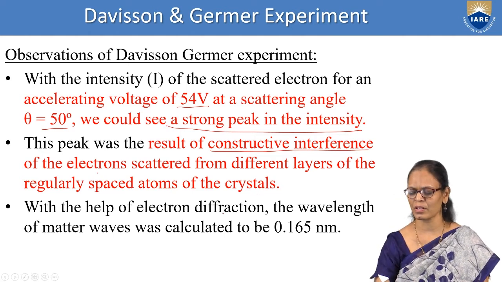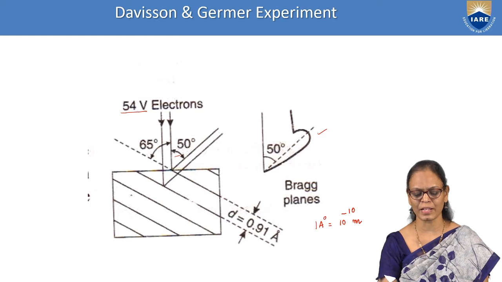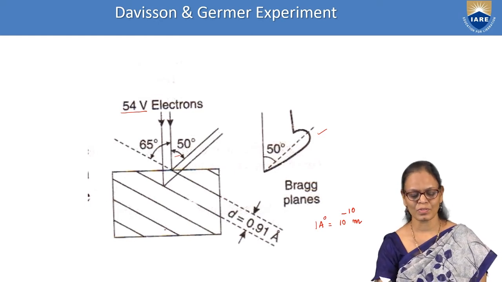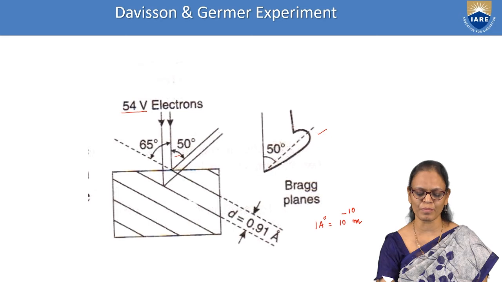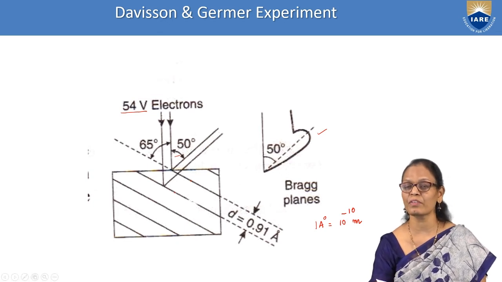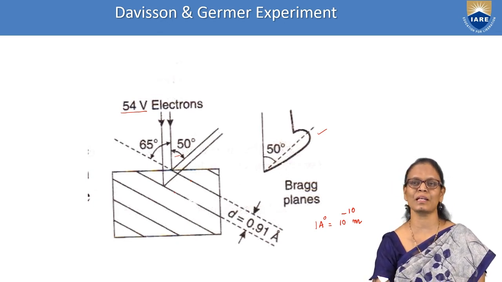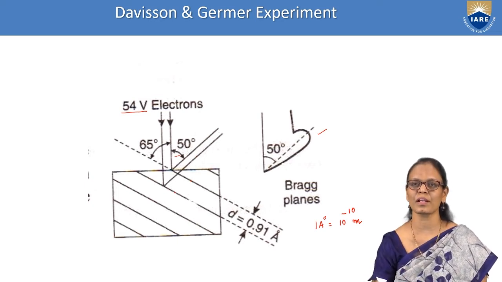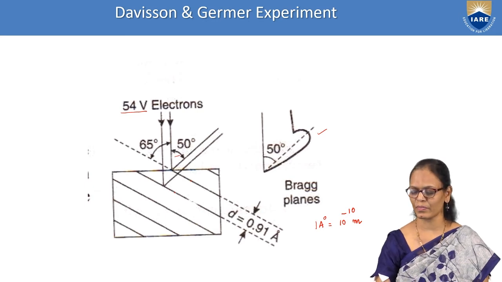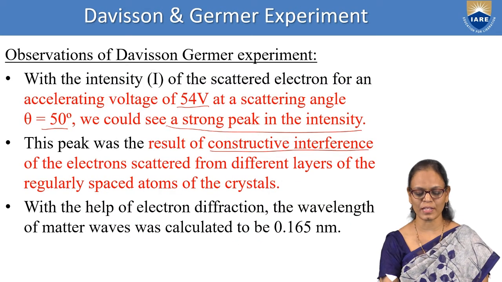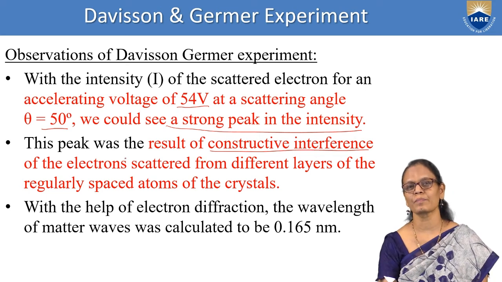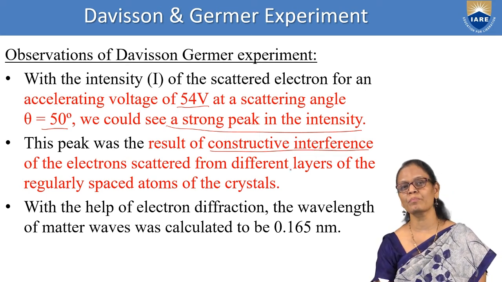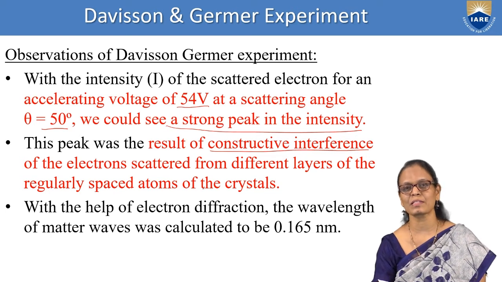So, I have shown you, these planes are very regularly spaced. Whatever reflections are coming from different planes, this is one plane, this is the other plane, these reflections are interfering with each other. There is constructive interference, which means where the crest of one wave falls on the crest of another. That is how we try to understand constructive interference. So because of that, there is a peak, and this is coming from different layers of the regularly spaced atoms.